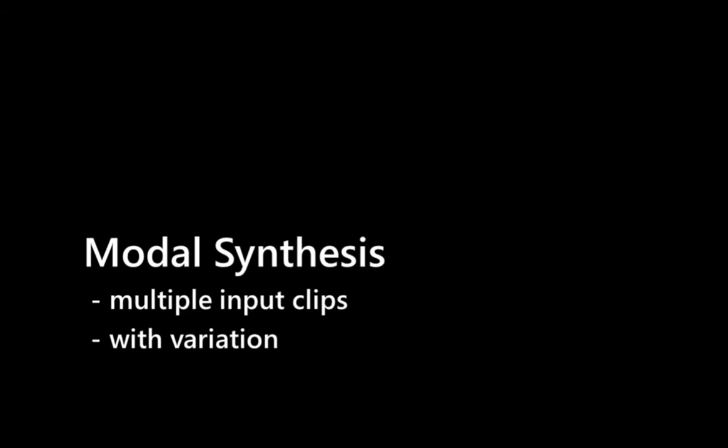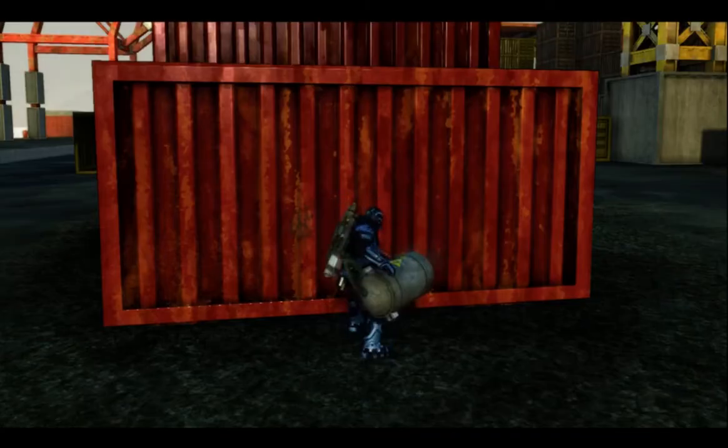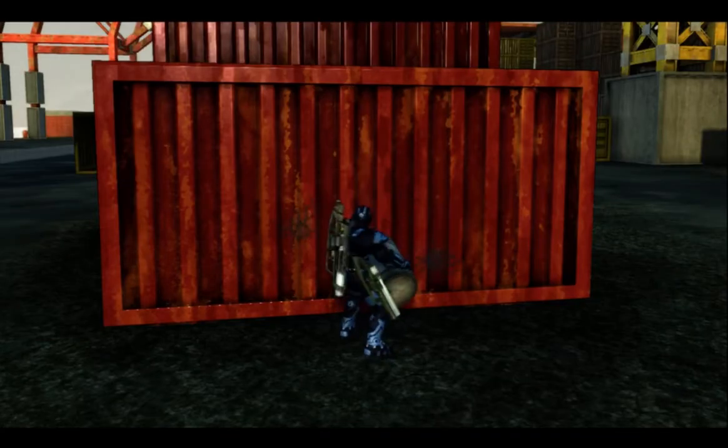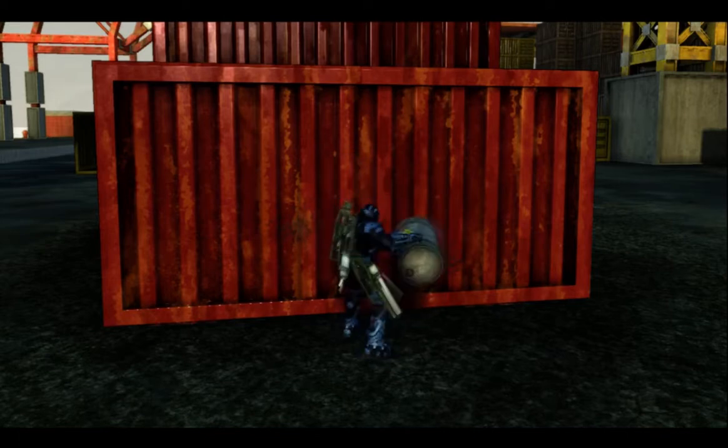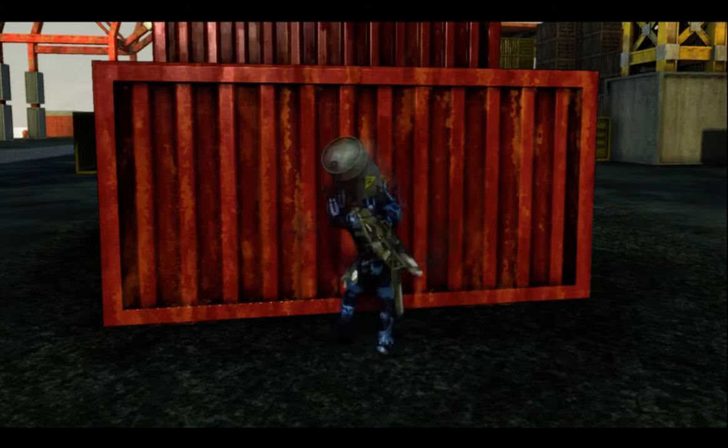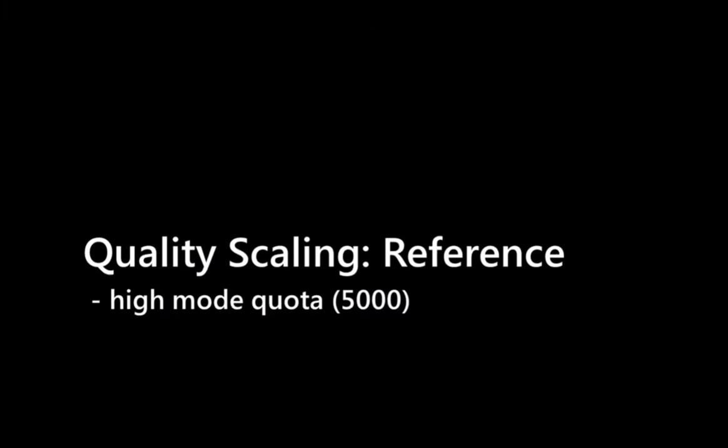We can use multiple clips for additional variation. Memory use can be limited by fixing a mode quota. When the quota is exceeded, we drop low power modes for graceful quality scaling.